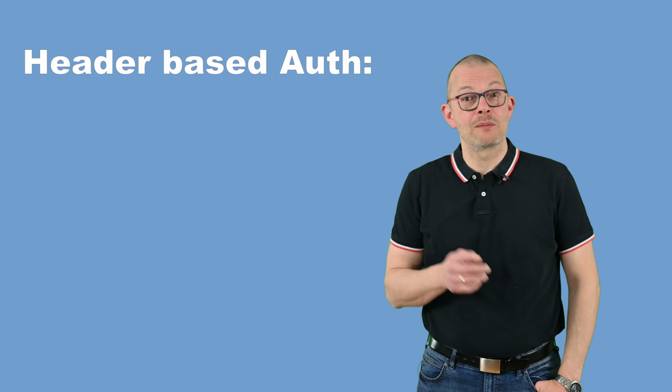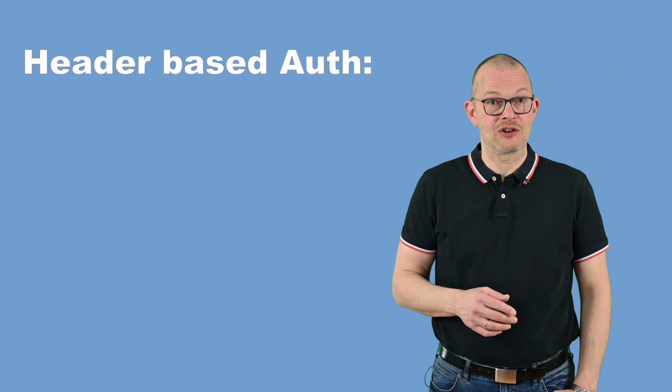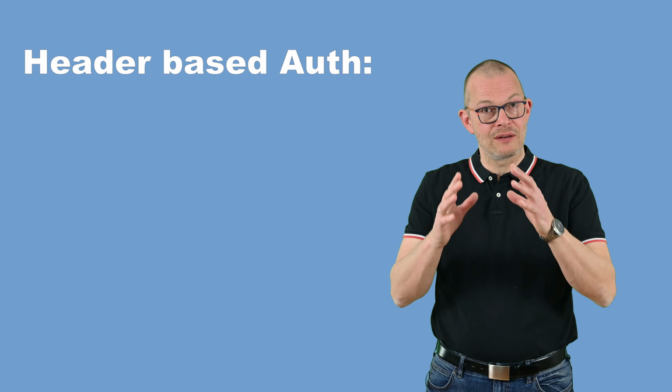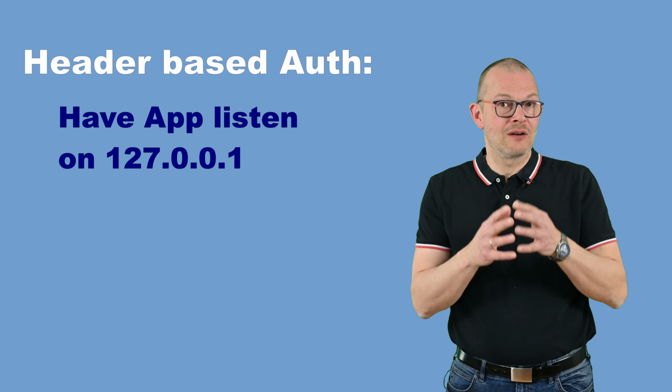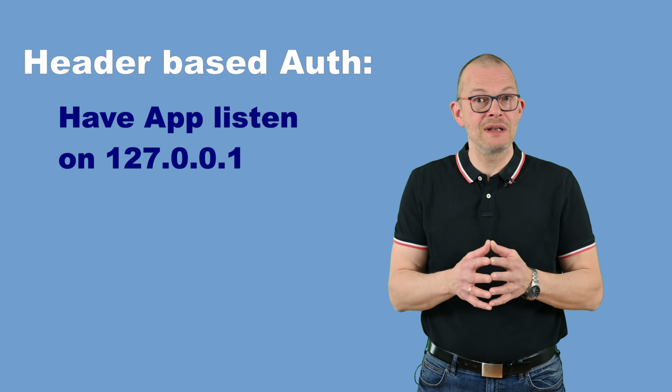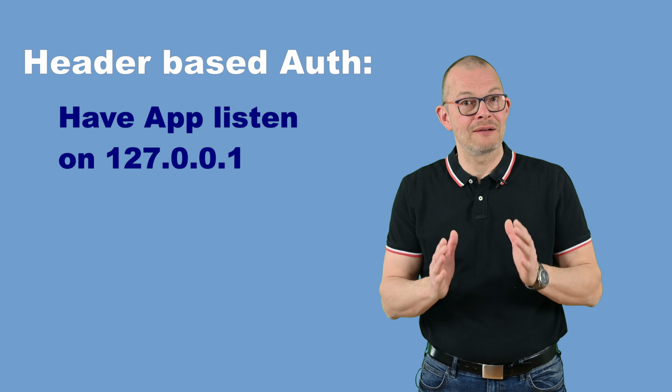What can we do if the app we want to secure does not support OpenID? Can we still use Authelia? Basically, we have three possibilities here. Either the app supports header-based authentication. Rather than having the app listen on the generic IP 0.0.0.0, we let it listen on the localhost address only. That means it will not be reachable from the outside.